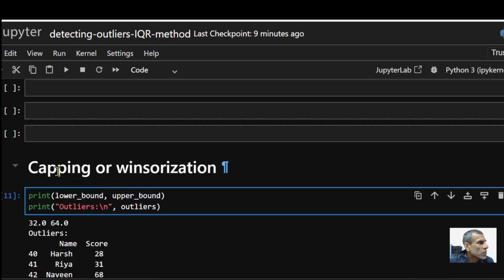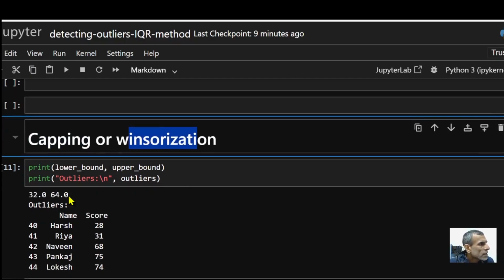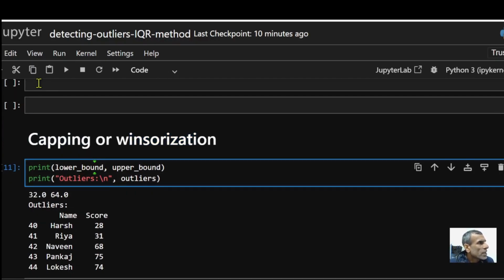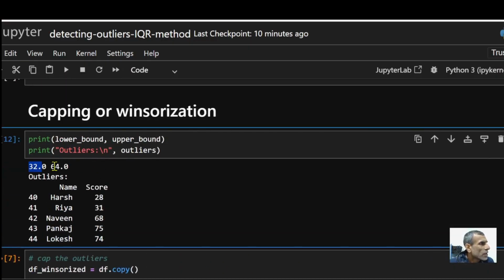Another common method that is used to deal with outliers is called capping or winsorization. So let's print out my lower and upper bound. When I run this, it prints out my lower and upper bound, and also my outliers. In capping or winsorization, essentially I take these values, and any value that is smaller than 32, I cap it to 32. You see that 28 and 31 are smaller than 32. So these numbers are going to turn into 32. Instead of deleting them, I'm resetting them to 32.